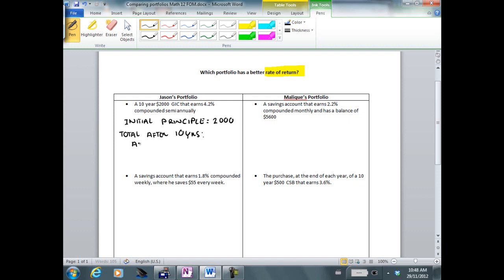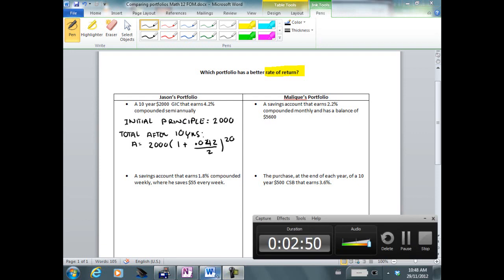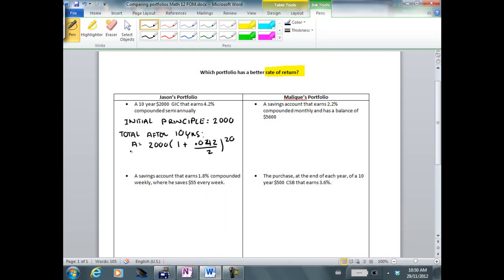A equals 2,000 times 1 plus, be careful about this one, 0.042 over 2. Be careful about this one. What's the exponent going to be? 20. I'm going to pause it and let you figure this out on your own. Take a minute. If you did this correctly, you should have 3,030.71.